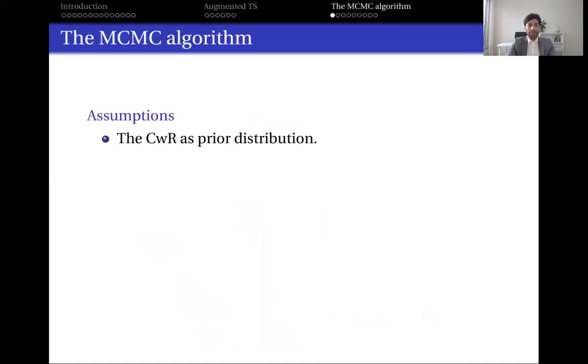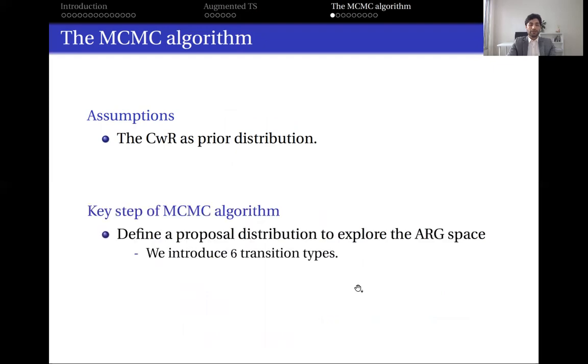So now with that, we developed an MCMC algorithm and assumed that the coalescent with recombination is the prior. Here, I only explained the key step of the MCMC algorithm, that is to define a proposal distribution to explore the ARG space. We are dealing with a very complex graph, so it's not that easy to propose transitions that are reversible. We introduced 6 transition types that I'll explain here.